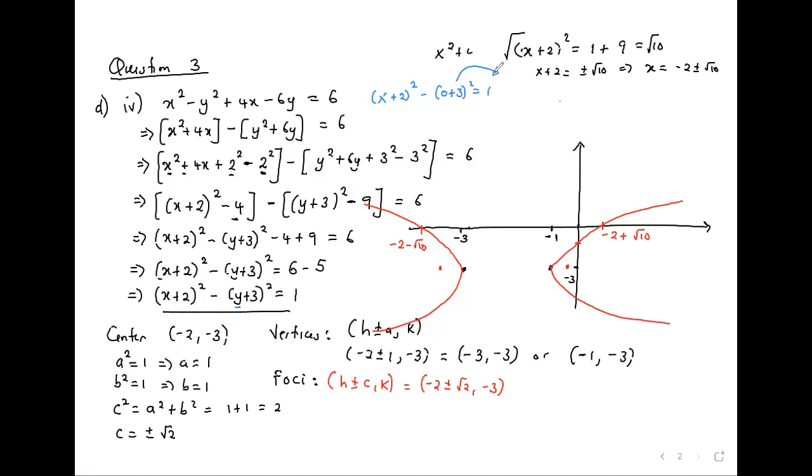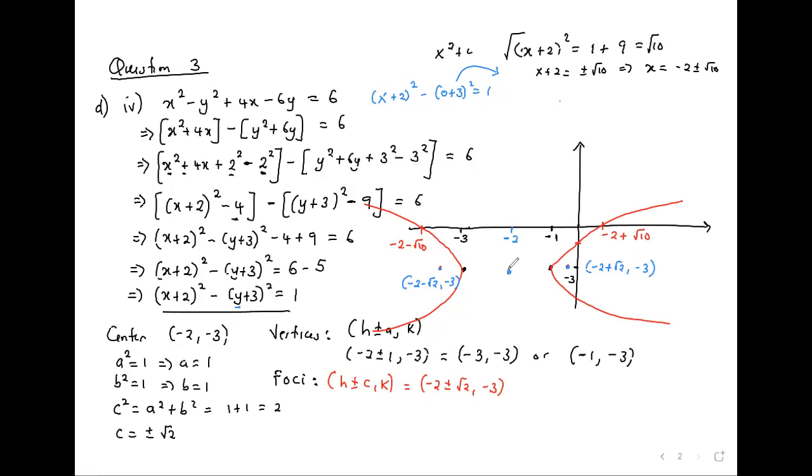So our foci: we have this focus here that we want to name as (-2 minus root 2, -3). And on the right, this focus here is (-2 plus root 2, -3). And then the center is (-2, -3).